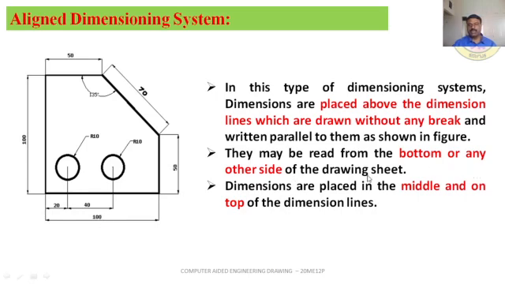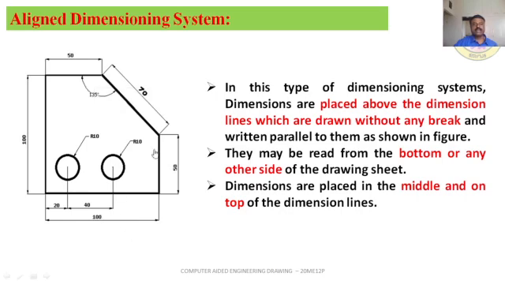They may be read from the bottom or any other side of the drawing sheet. See here, this can be read easily from the bottom, and similarly vertical dimensions you can read from the right hand side of the drawing sheet. Dimensions are placed in the middle and on the top of the dimension lines. So the dimension figure should be placed in the middle, leave 1 millimeter gap at least, then above that you have to indicate the dimension text.